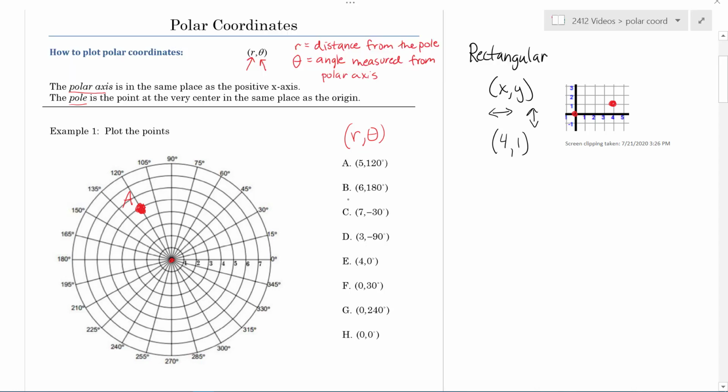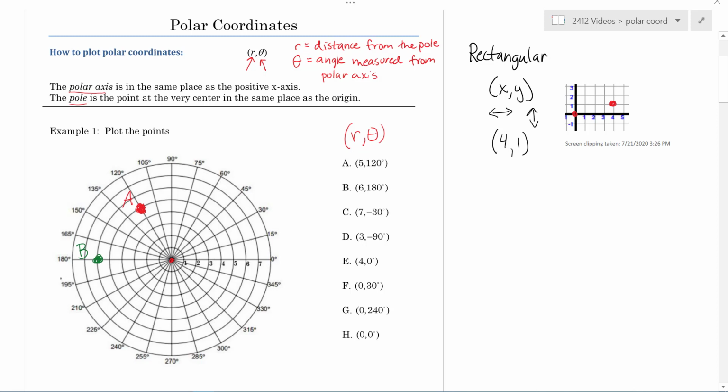Alright, so let's look at point B. Point B, we have 6, 180 degrees. The first number listed tells me how far away to move from the pole. Essentially, we're talking about being on circle 6, so somewhere here on circle 6. And then we're supposed to go in the direction of 180 degrees. So I'm at 180 degrees on circle 6. So 1, 2, 3, 4, 5, 6, 6 units away from the pole in the direction of 180 degrees, measured starting at the positive x-axis, or the polar axis. So that would be the location of point B.